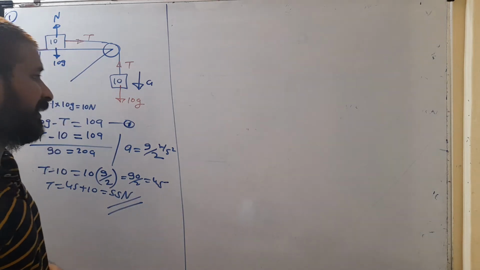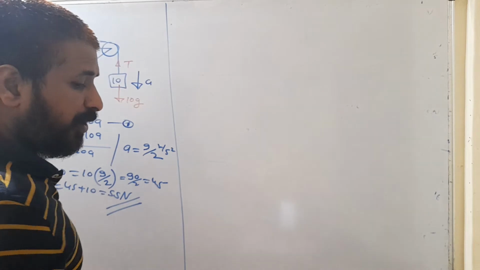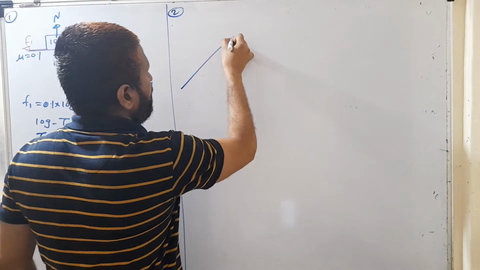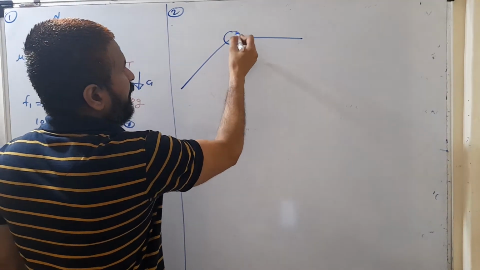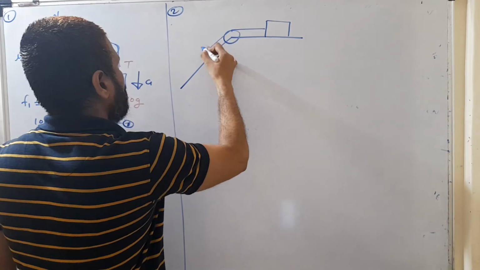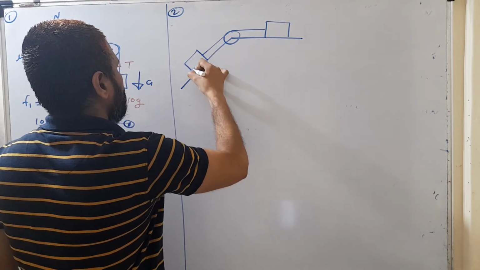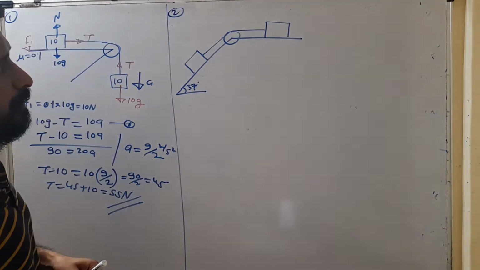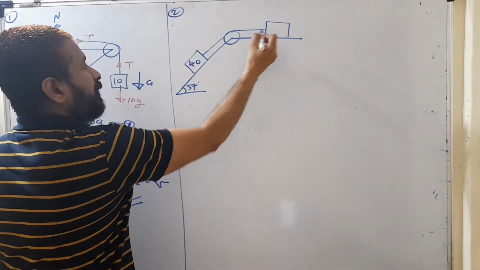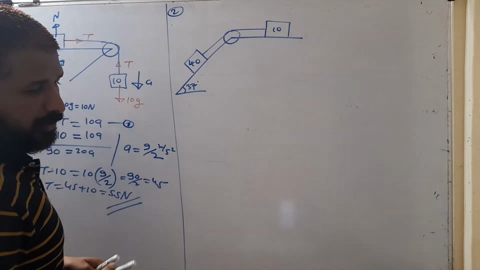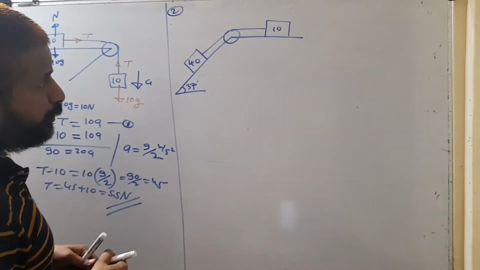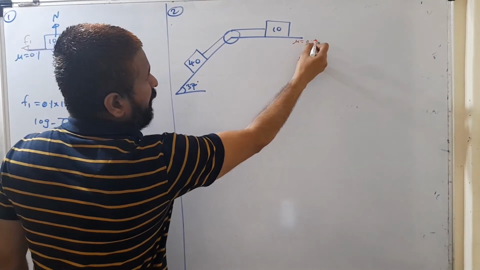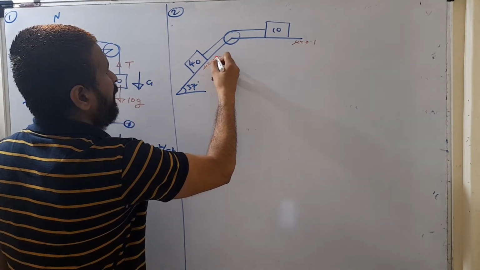Suppose the surface is not horizontal, it is inclined by some angle theta. The second question goes this way: there is a pulley, a block is here, and the block is connected here. And this inclination is 37 degrees. The inclination of the surface is 37 degrees. This block is of mass 40 and this block is of mass 10. So in this case, first show the forces. The frictional coefficient I am going to write here as 0.1 and here it is 0.5.